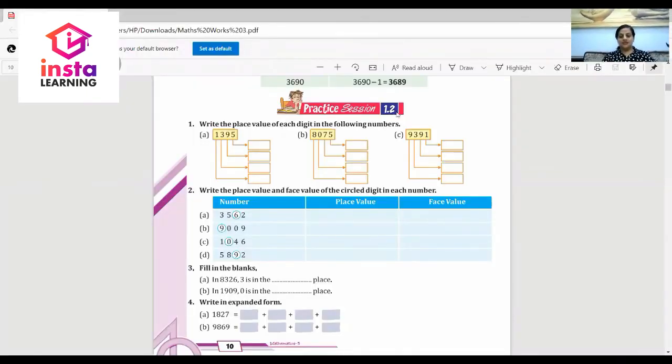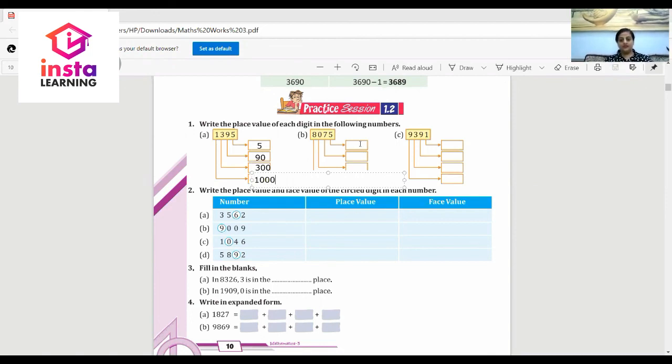Yes, students. Now we will do 1.2 exercise. In that, we are going to make the place value chart. That is, we are going to present it like 5. Only 5 is going to write here. After that, 9, but 90 because it is at tens place. Next is 3, but it is 300. After that, 1000. It is the place value of 1000.